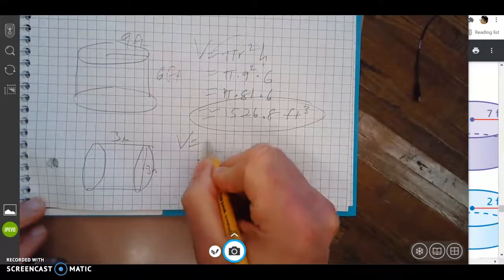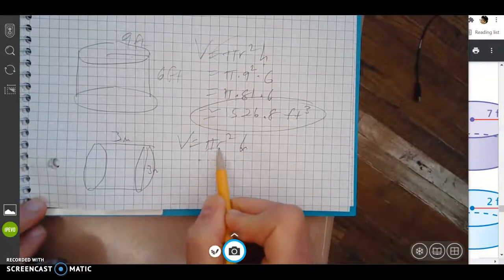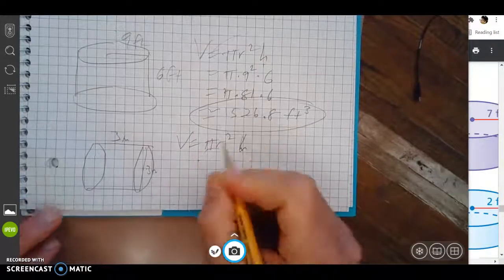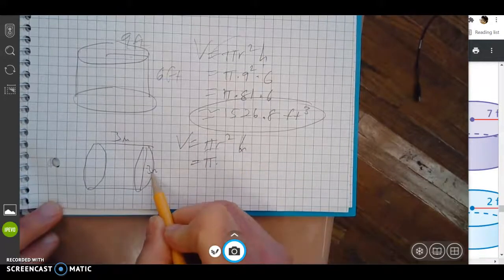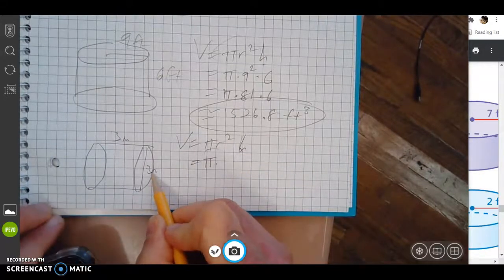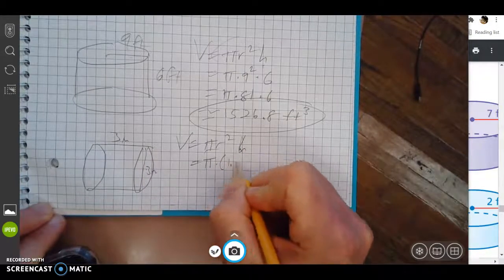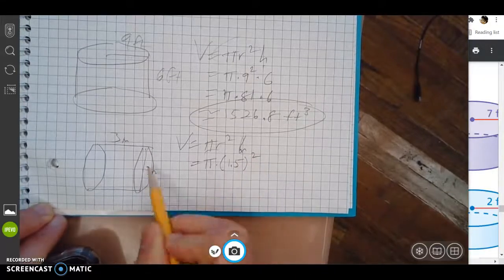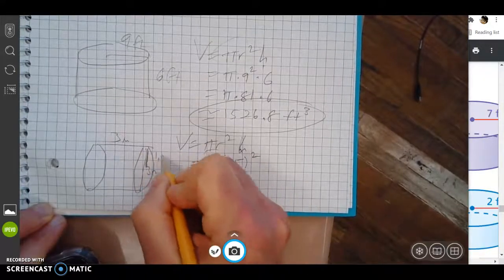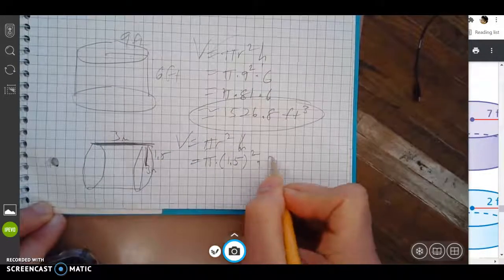Okay. Volume equals pi r squared h. Pi r squared stands for the area of the base. So it's pi times, is the radius 3? No, that's the diameter. What's half of 3? 1.5 squared. Pi radius squared. The radius right here is 1.5. Times the height, which is this right here, which is 3.